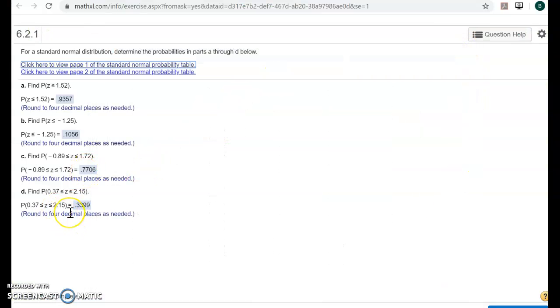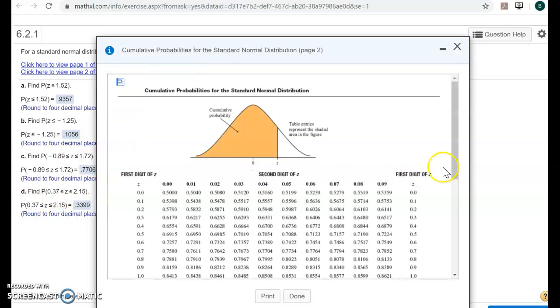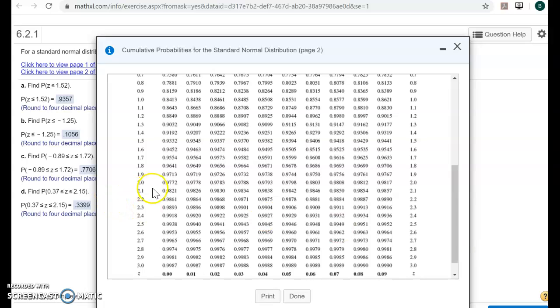Now for the last one, since we've drawn out part C, we really don't have to draw it out now. We should understand why we're doing it. So you take the probability of the large and subtract the probability of the small. So let's do 2.15. 2.15 is 0.9842. So you see the 0.05 down here.